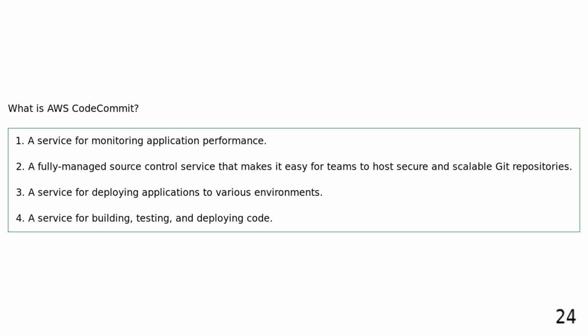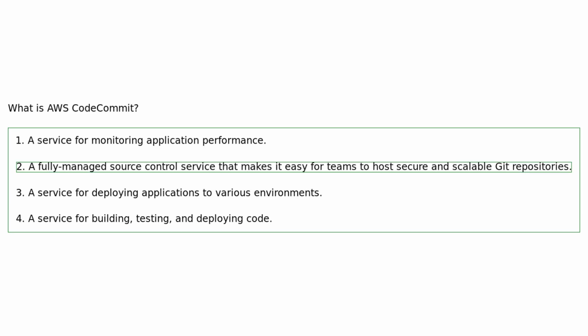What is AWS CodeCommit? A service for monitoring application performance. A fully managed source control service that makes it easy for teams to host secure and scalable Git repositories. A service for deploying applications to various environments. A service for building, testing, and deploying code. AWS CodeCommit is specifically designed for source control and hosting Git repositories.